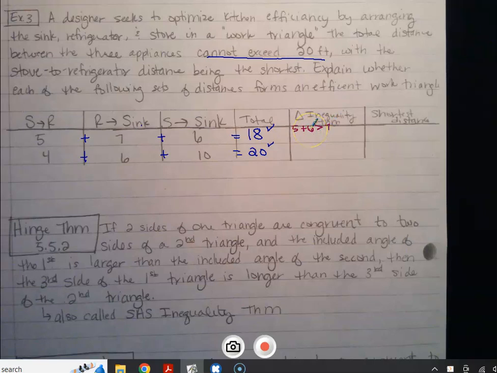What is 5 plus 6? 11. So 11 is greater than 7. Yep. So are we good? Yeah, we're good. It meets the triangle inequality theorem. All right. How about the next one?